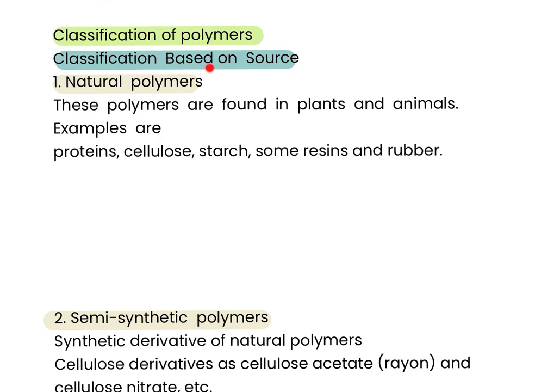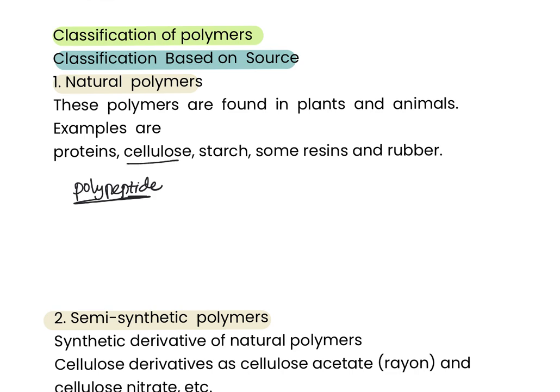Classification of polymers. Classification is based on the source. The first one is natural polymers. These polymers are found in plants and animals. Examples are proteins. Proteins are polypeptide chains, generally having more than 100 amino acids combined to form a polypeptide chain.